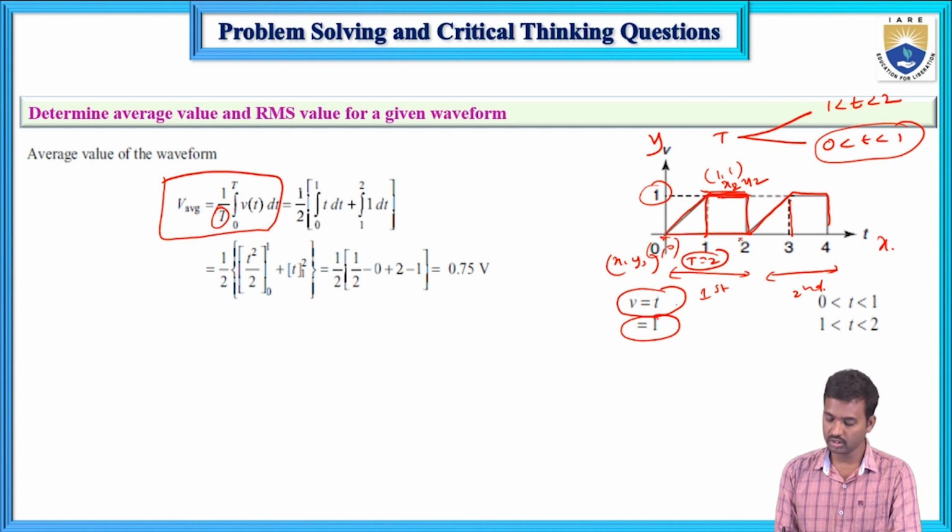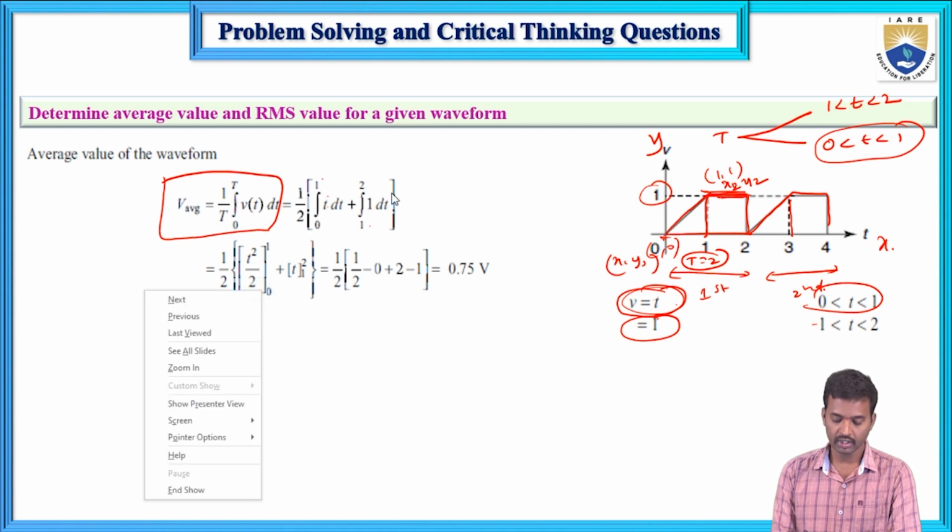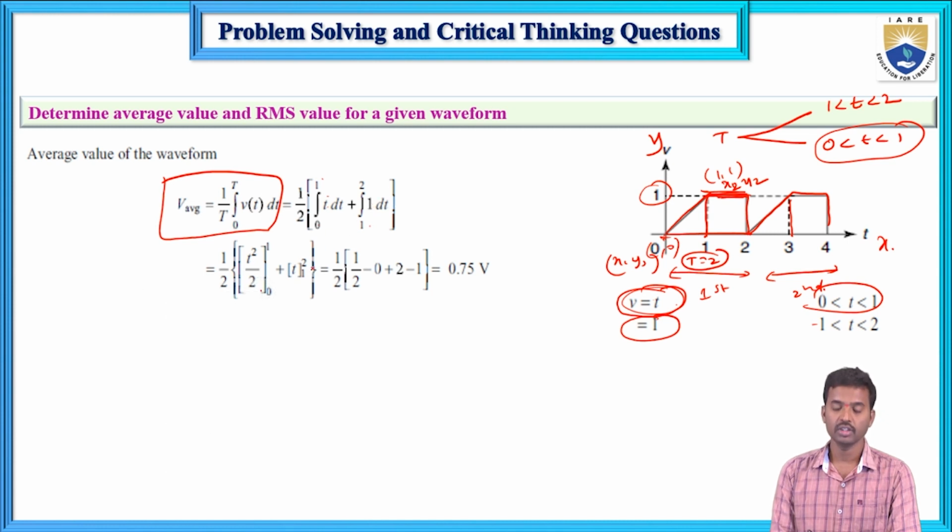What is the time period? It is 2. Next, 0 to 1, this value is t, and 1 to 2, this value is 1. Now if you simplify this, the integration of t is t square by 2, which means 1 by 2, and the integration of 1 is t, and if you substitute 2 minus 1, that is 1. So this one is 1.